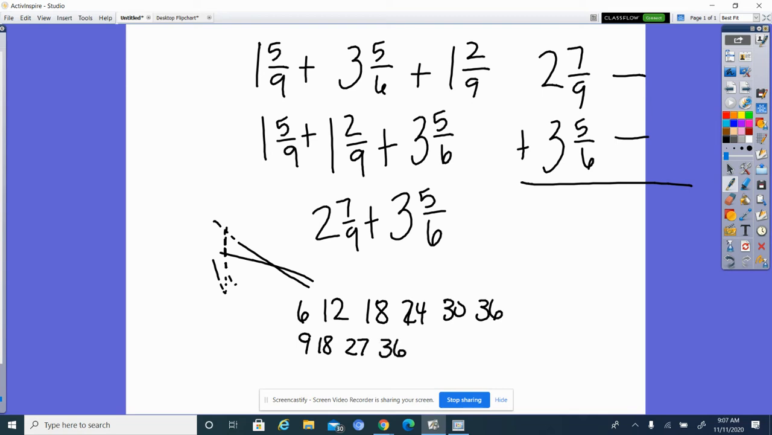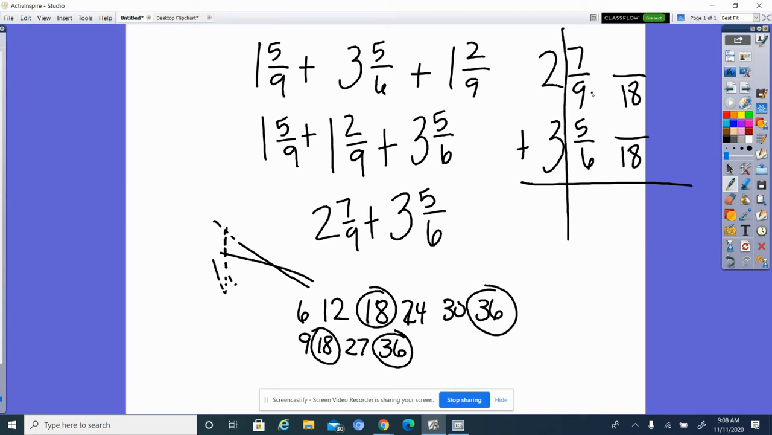When can I stop? Oh, we got 36 and we have 18. So what's our common denominator? 18. How do I go from 9 to 18? Times 2. What do I do to the bottom? 7 times 2 is? Hey, how do I go from 6 to 18? What do I do to the bottom? 5 times 3 is? Oh, okay, now what?